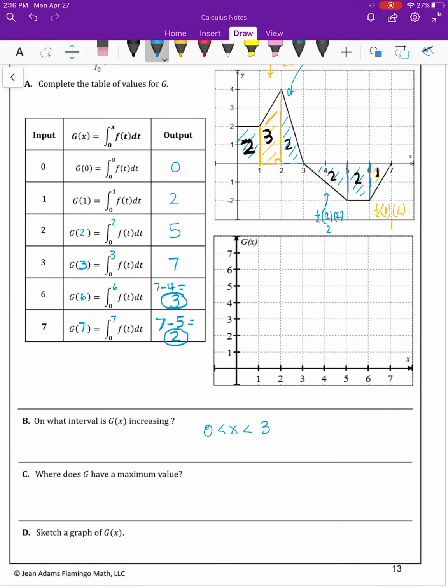Where does G have a maximum value? Well, it was increasing. It was 7 at 3, from 0 to 3. But then it started decreasing. So 7 must have been your maximum value. So you could say there is a maximum value of 7 at x equals 3.